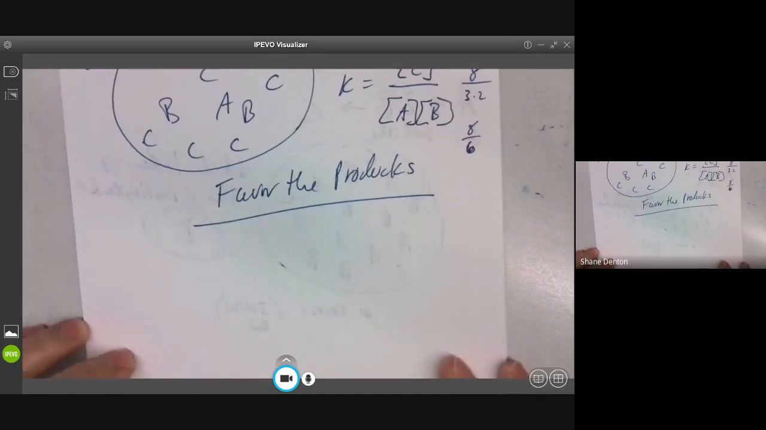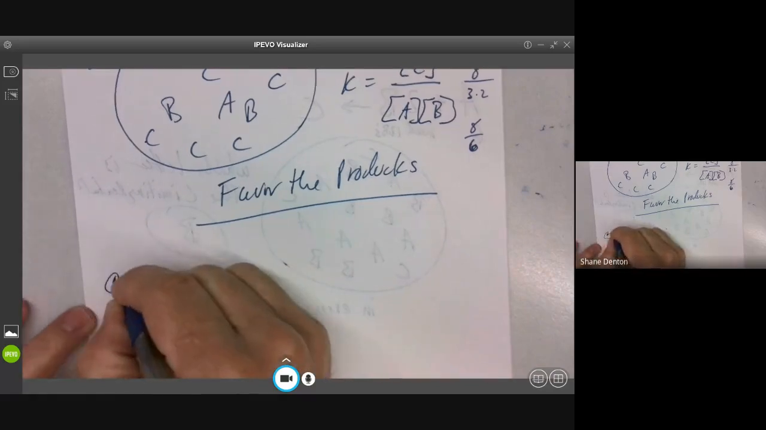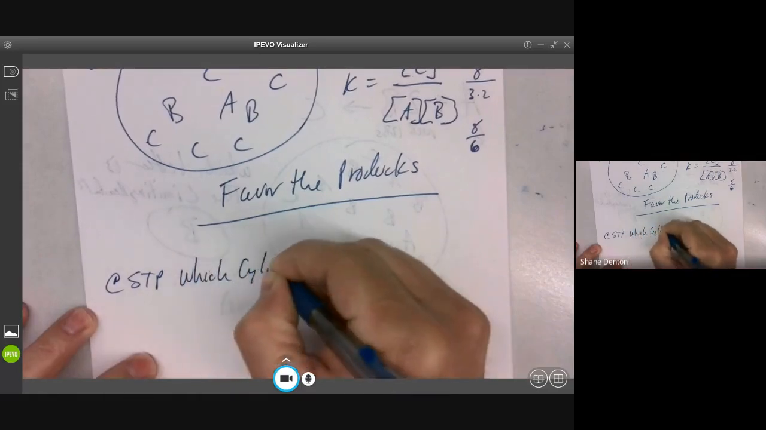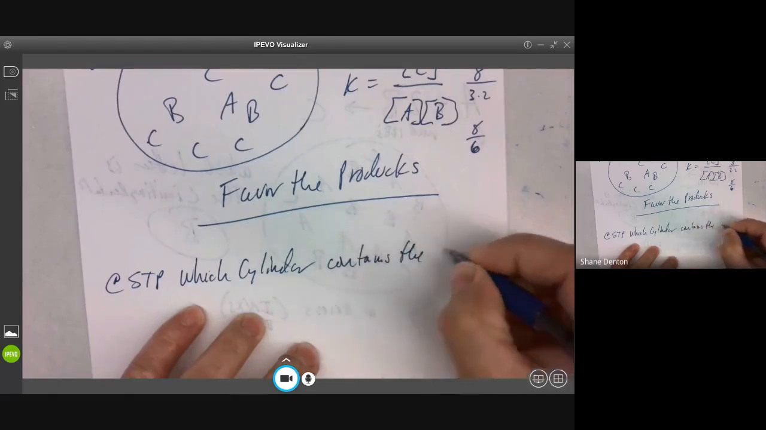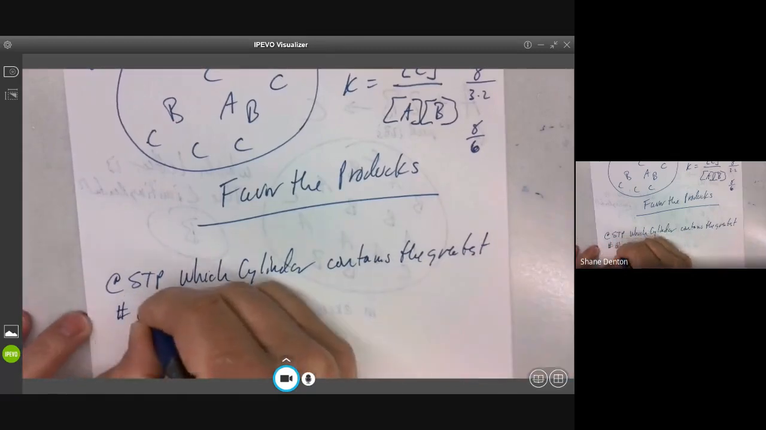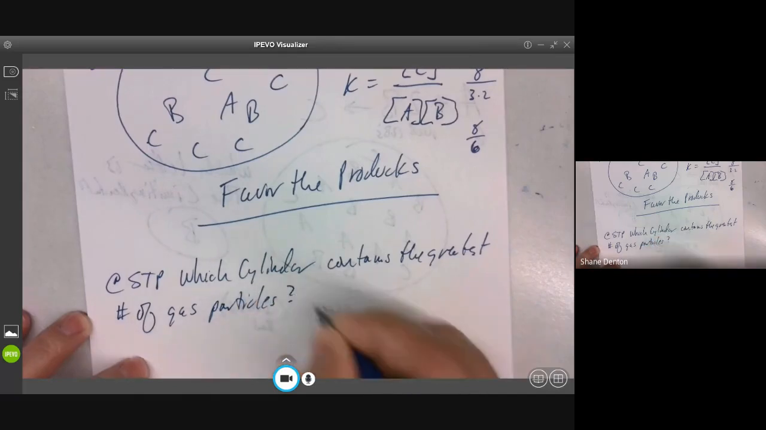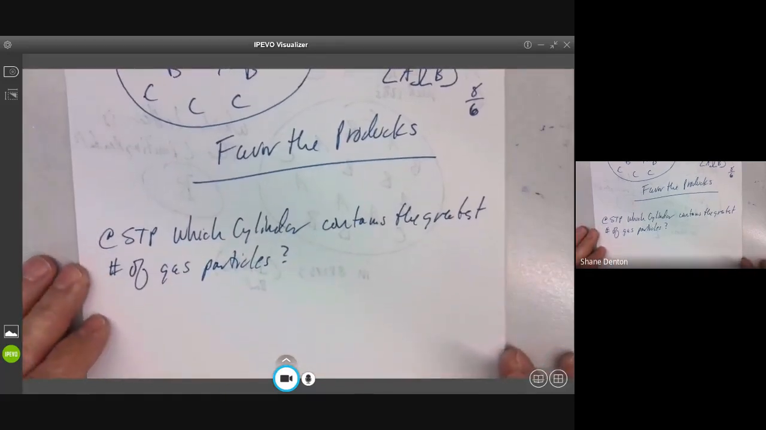So that's that. Now, this next question is verbatim off of the chapter test we took. It says, at STP, which cylinder contains the greatest number of gas particles? Okay, now, and then they give you 4 cylinders. What do I have to do there? Anybody remember?